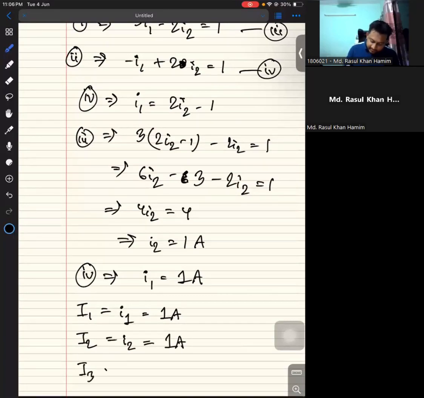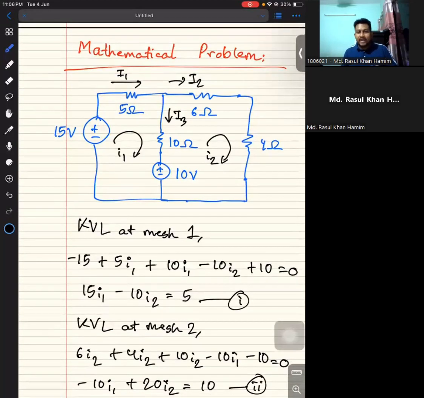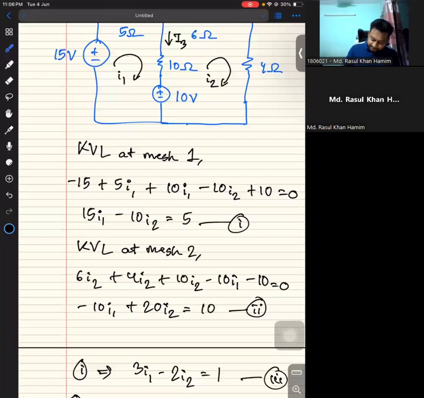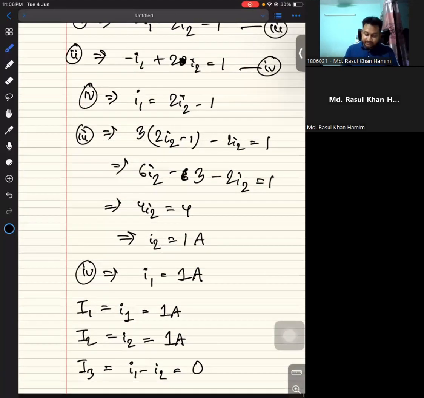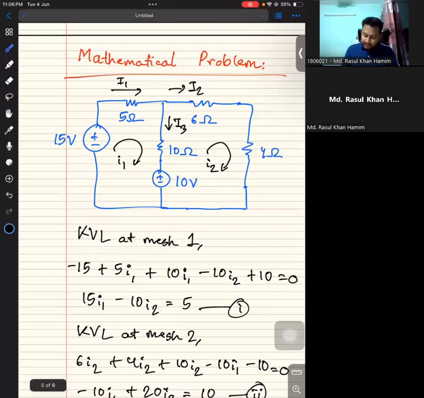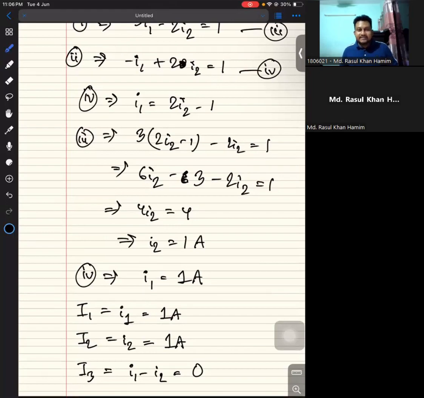Then if we try to find branch current I3, you can see that it is in the direction of I1 and opposite to the direction of I2. So I3 will actually be mesh current I1 minus mesh current I2. If we calculate that, we get I3 equals 0, so actually no current flows in that branch. So this is it. Our circuit is solved. As we can see here, we can easily apply mesh analysis to solve circuits.